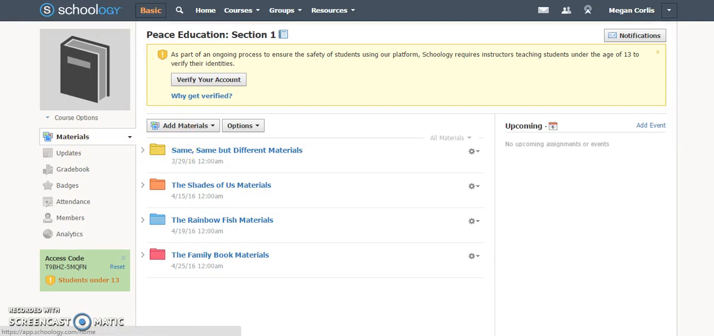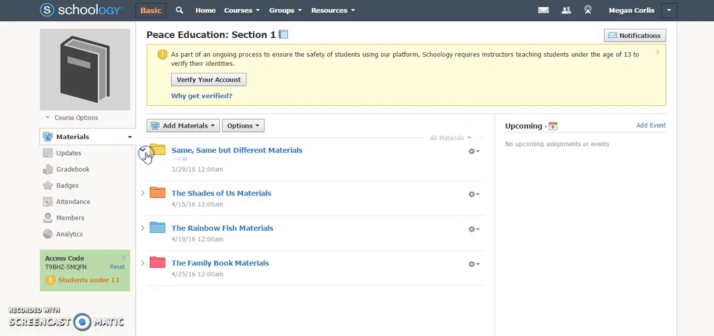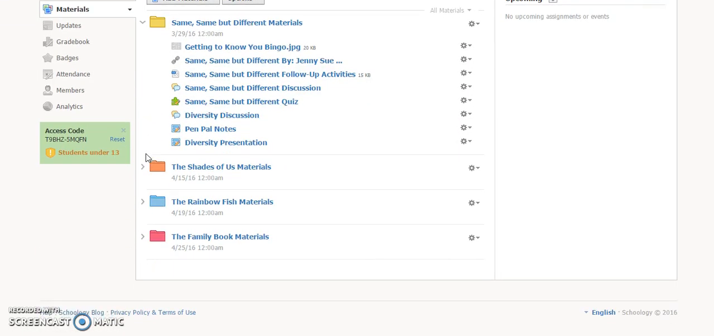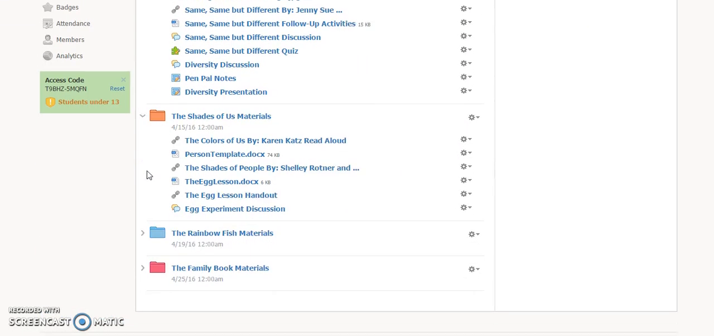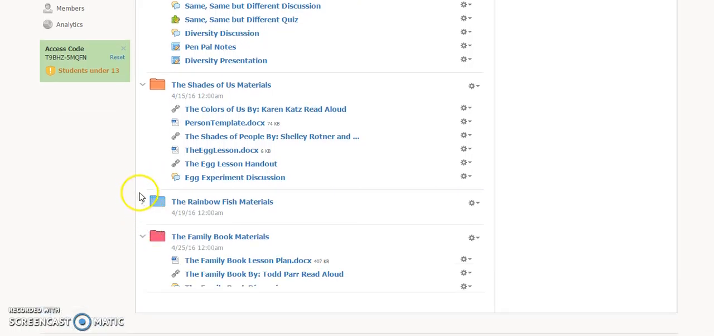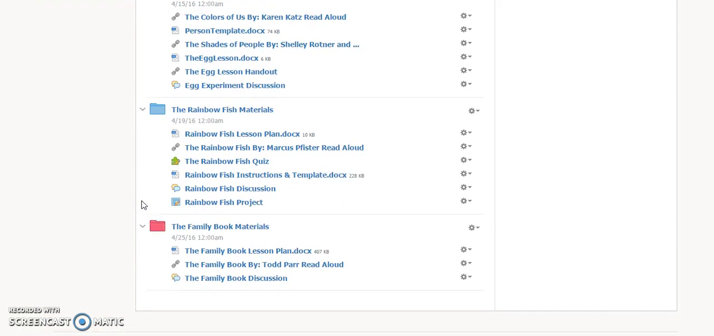So that's essentially an overview of my hybrid unit. I could see using it in a K-2 setting, depending on the level of your students, the reading levels of your students, and what your expectations are of them in the classroom.